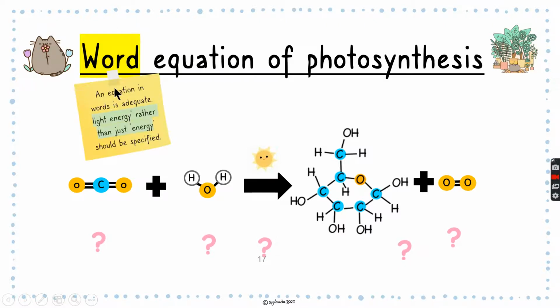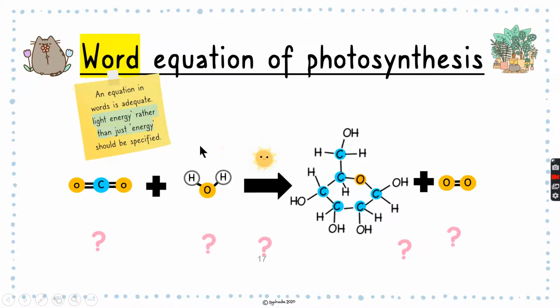Just a fact here that's really important. When you're asked for an equation, if they ask for just an equation, you write down the word equation, because it is much more straightforward than the symbol equation. But sometimes they want it in either word or symbol. The word equation is adequate as it is, but remember you need to also talk about light energy and not just write down energy, otherwise you won't get the mark.